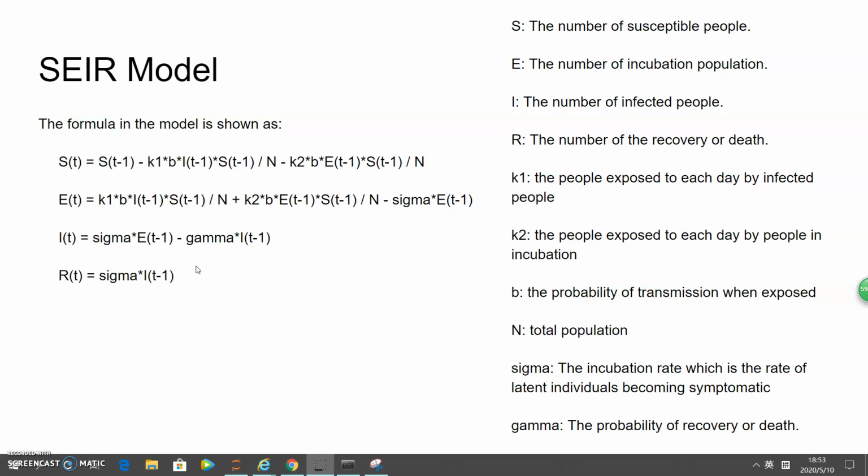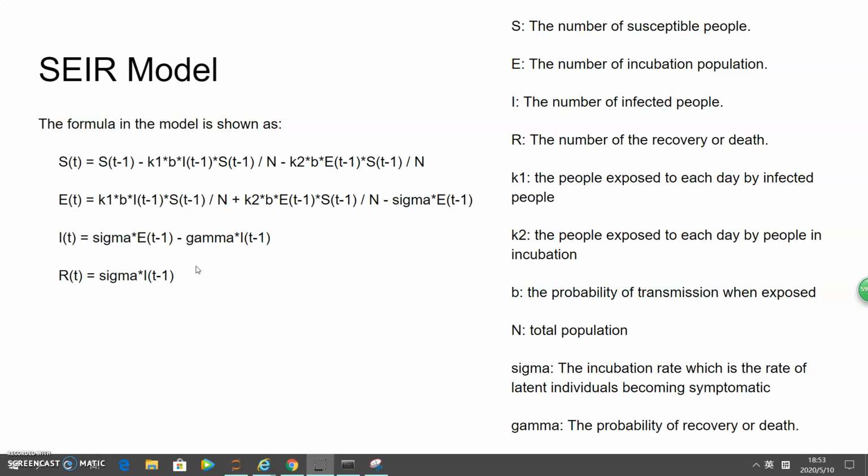And the fourth formula is R_t equals sigma times I_(t-1). For the parameters: S is the number of susceptible people, E is the number of incubation population, I is the number of infected people, R is the number of recovered or dead people.